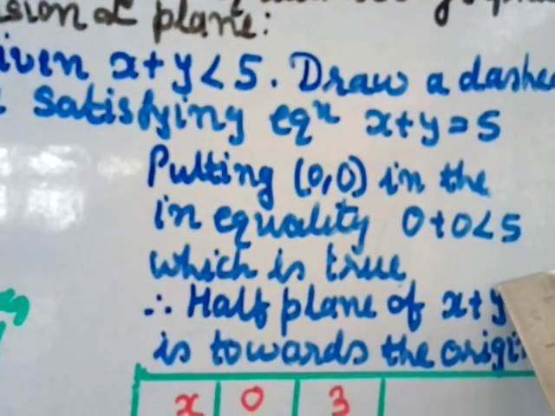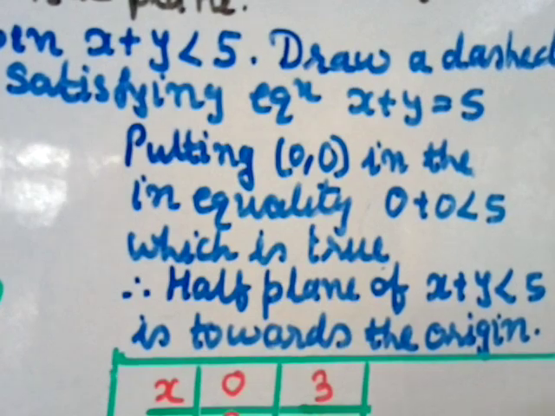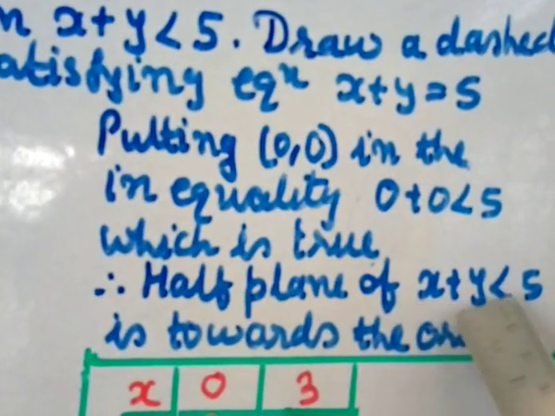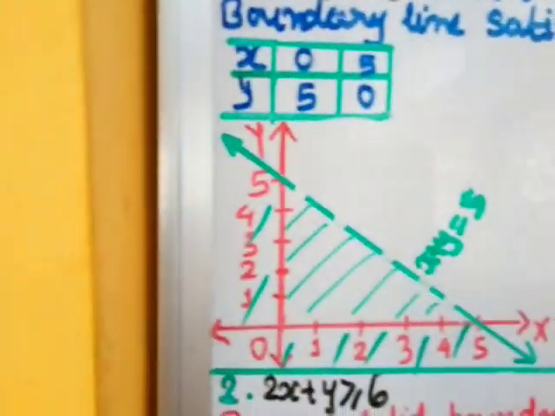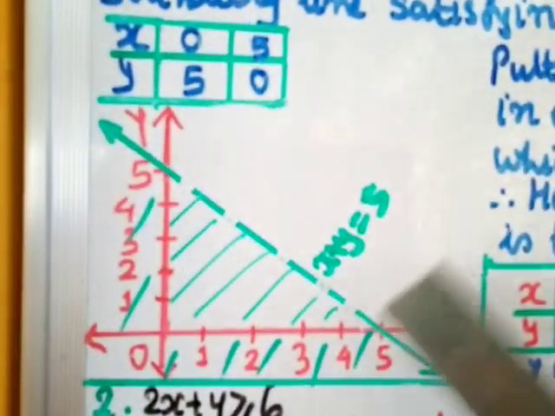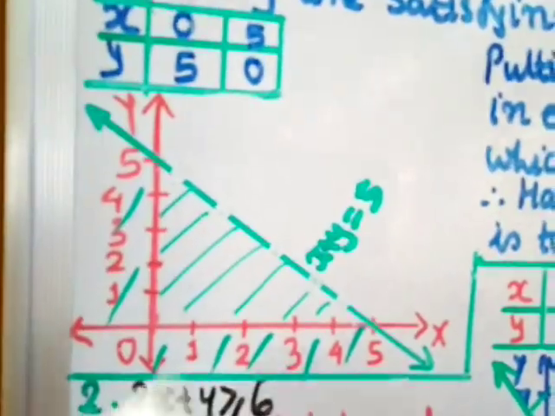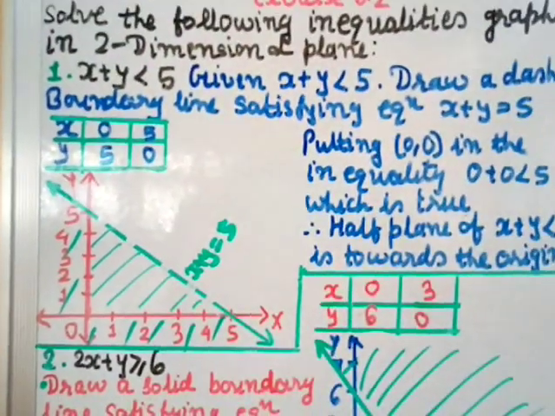And 0 less than 5 is true, right? Because 0 is always less than 5. So therefore the half plane of x plus y less than 5 is towards the origin. Towards the origin means you have to shade this region, towards this side. So this is the shaded region. So this is the solution for question number 1.